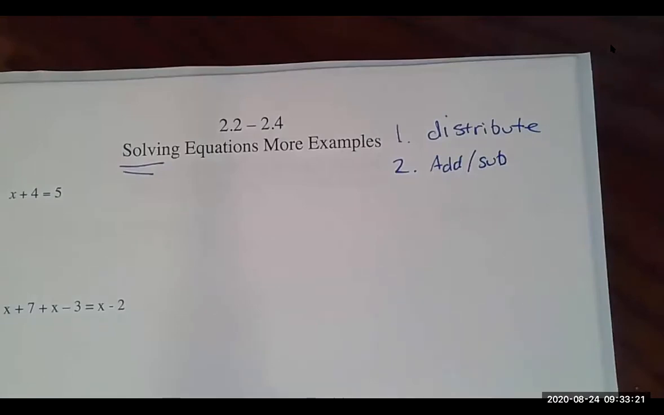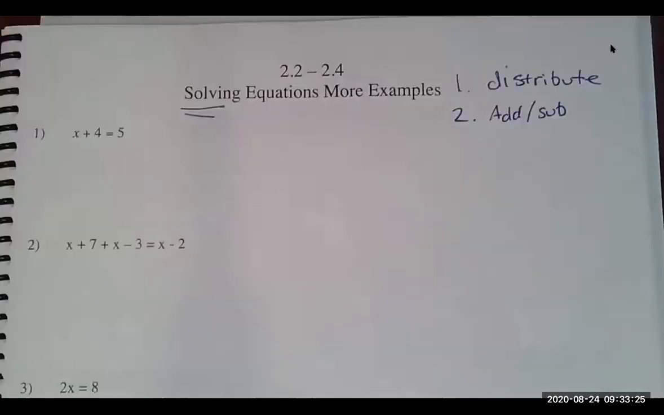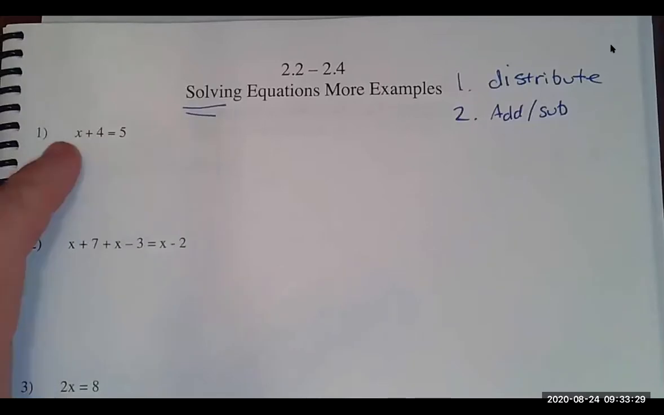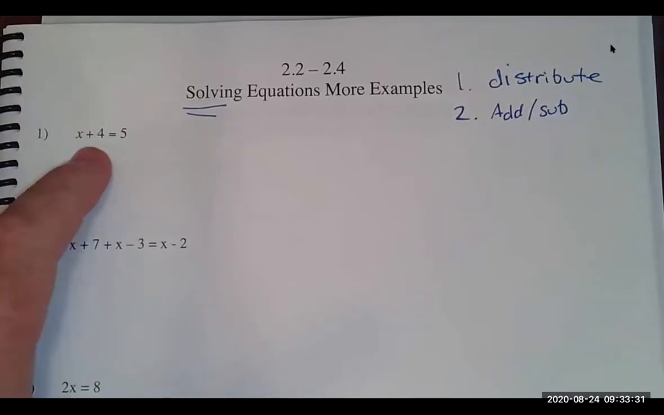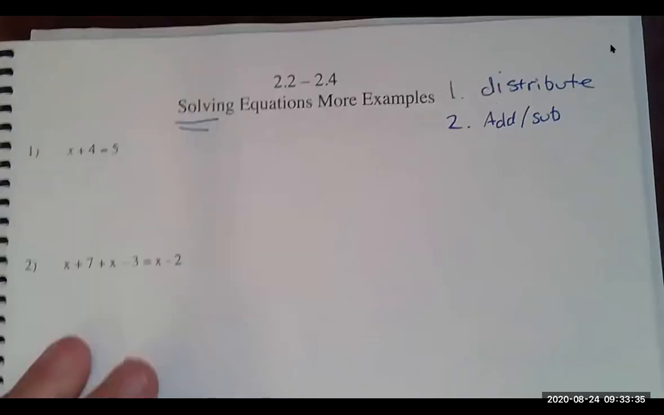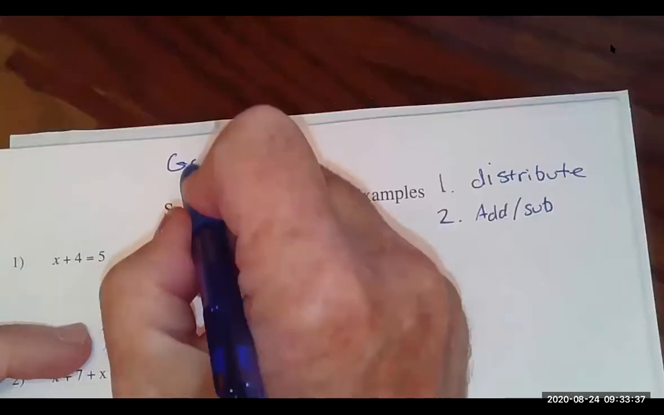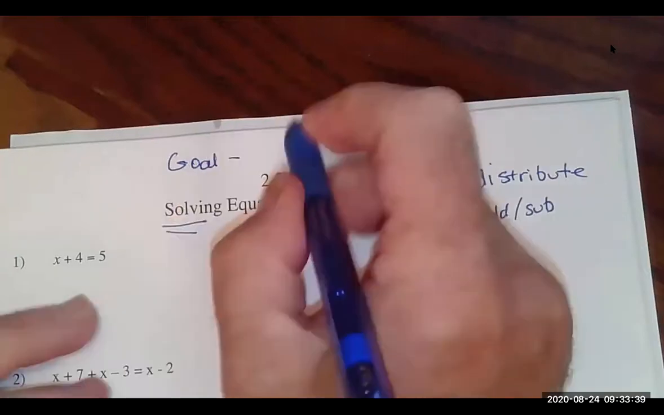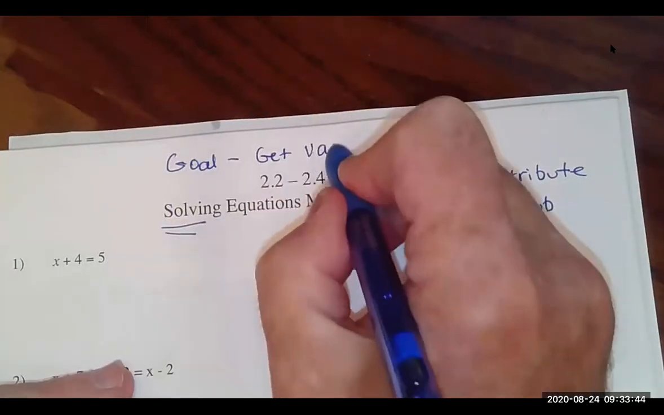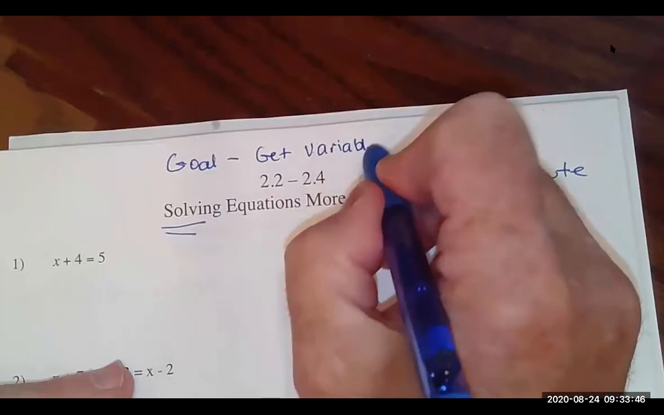So you're going to move things around the equal sign. So you've got an equal sign. Think of it as a balancing beam. Maybe your elementary school teacher might have said a teeter-totter. It's balanced right now. So see that 4? I want to move it over there. Why? Because the goal is to get your variable by itself.